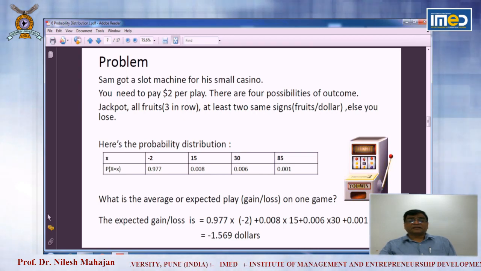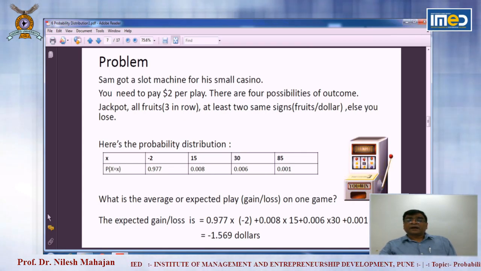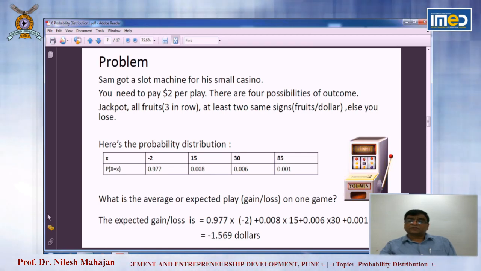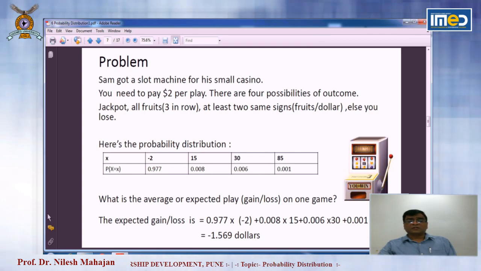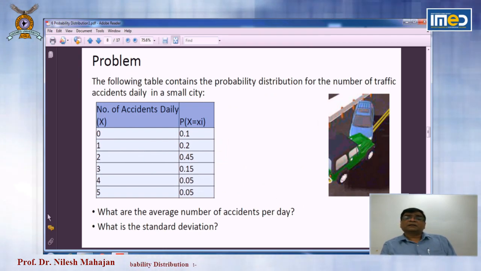So expected gain, how to calculate? You know that my X is -2, 15, 30 and 85, and their probabilities are also given in the question. So you can multiply and calculate how many dollars you can identify. Yeah, you can calculate. Now the second problem I am considering here: the following table contains the probability distribution for the number of traffic accidents daily in a small city.